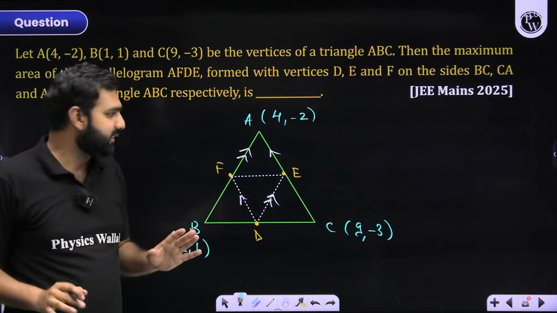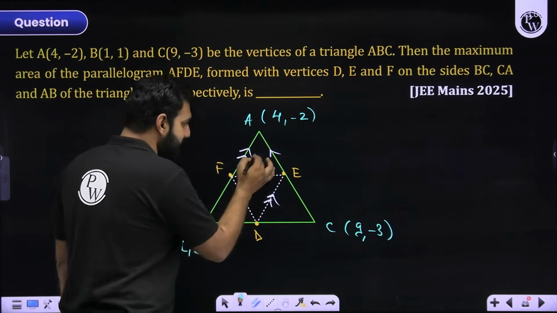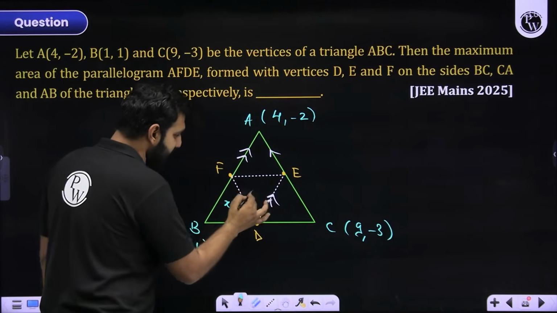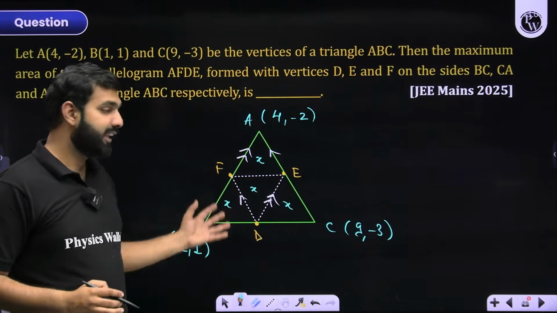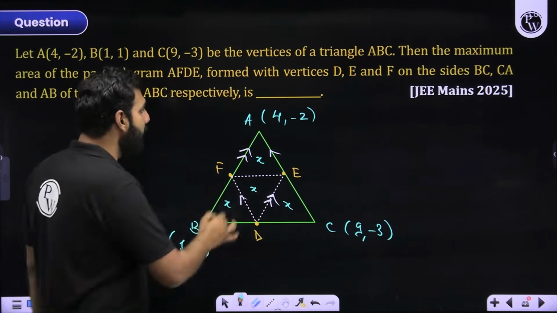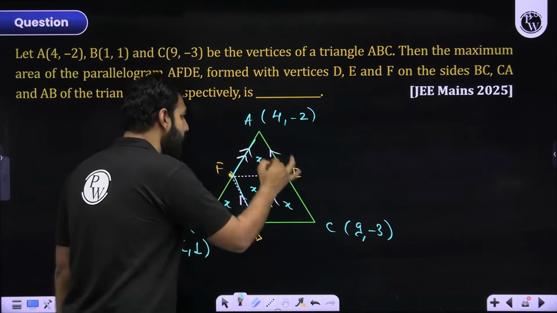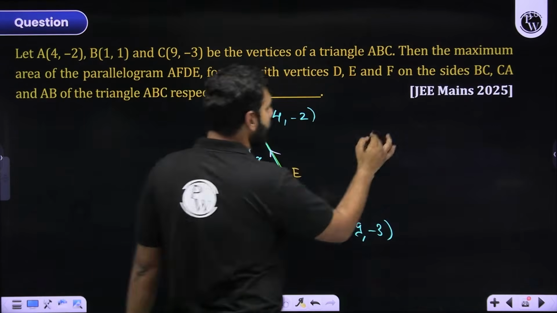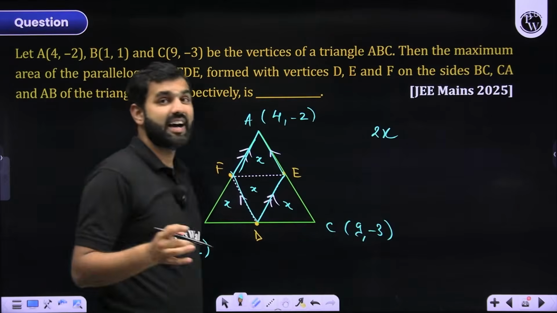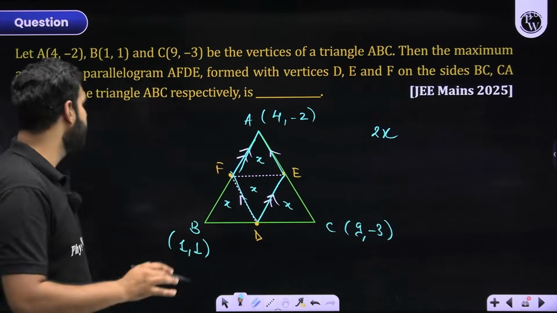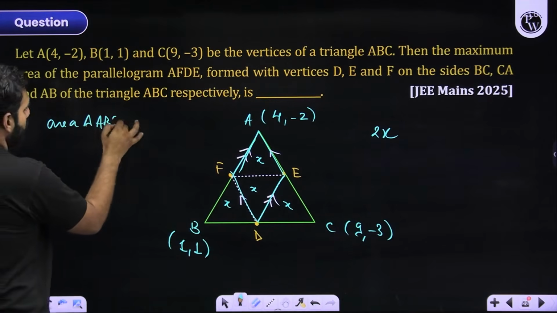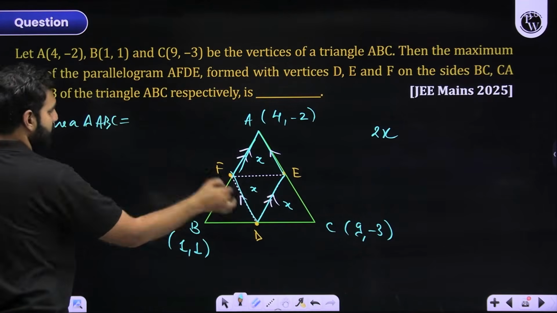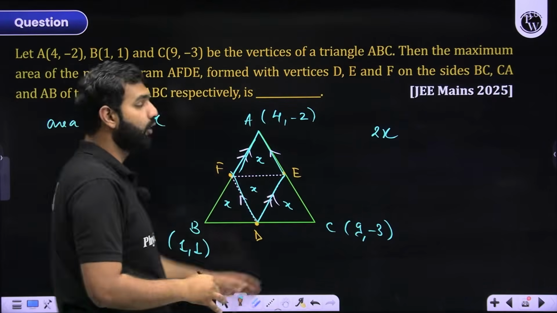What I now understand is, let's say this area is X, this area is X, this area is X, and this area is X. So the total area of the triangle should be 4X, and I am looking for the area of the parallelogram. So basically I'm looking for 2X, which is half of the area of the triangle. Because if the area of the triangle ABC, we have already created X plus X plus X plus X, which is 4X. So I'm looking for 2X.